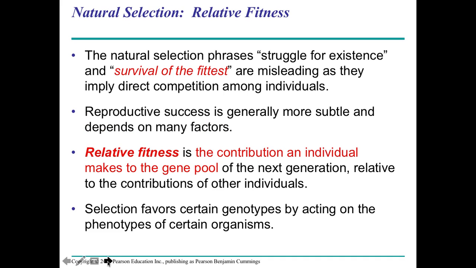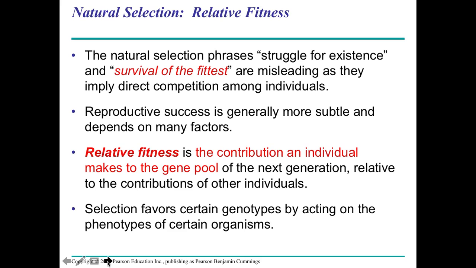So when we talked about natural selection in the last chapter, we mentioned survival of the fittest, or the struggle for existence, but it's a little bit more detailed than that. Reproductive success, or how many babies you have, is actually a little bit more complicated than just survival of the fittest. It depends on many factors.